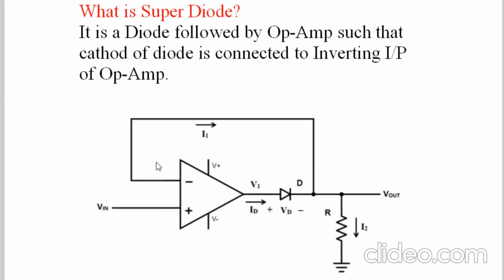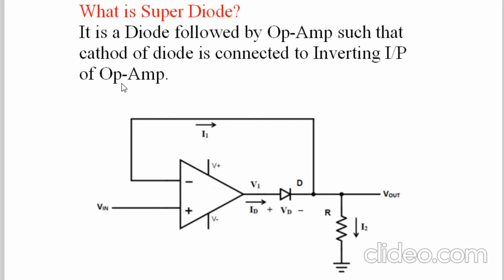Now we want to study how this diode along with the op-amp works for converting an AC input voltage of peak value less than 0.7 volt and converting that less than 0.7 volt peak voltage into DC. That is our point of interest.